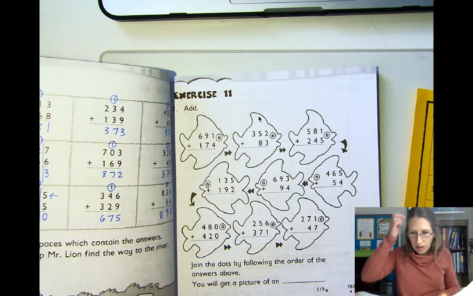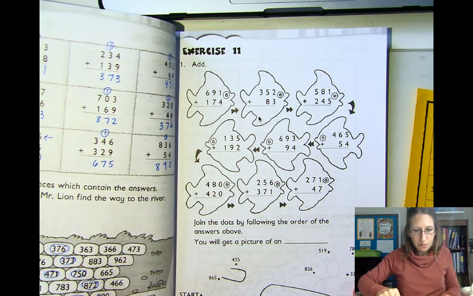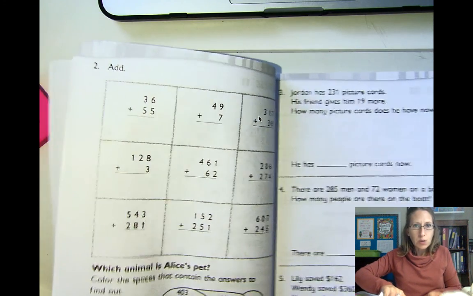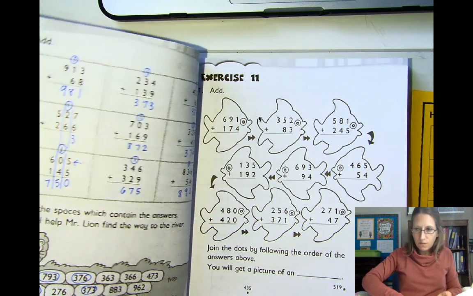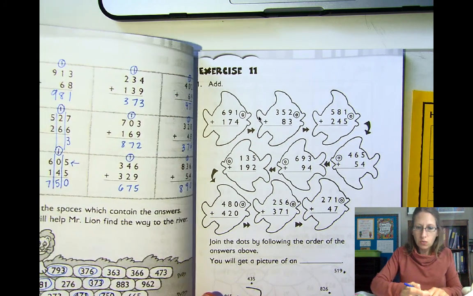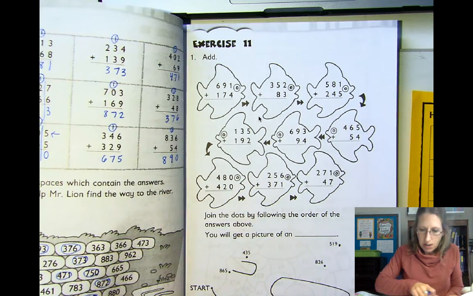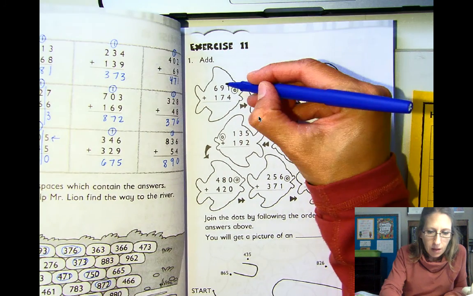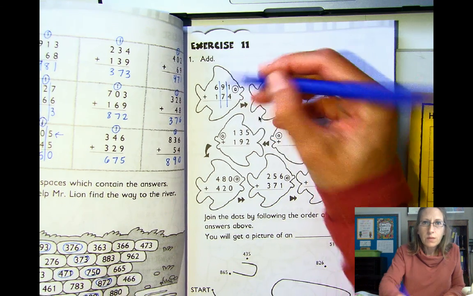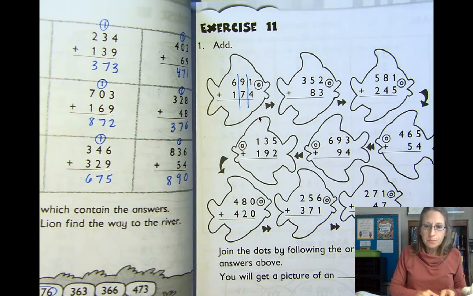Here we go. On page 49, looks like this. We have some fish. And then page 50 looks like this. So you're going to do pages 49 and 50 for today. Why don't we go ahead and do the first one together. If you were on page 49, I would recommend drawing your lines to separate your hundreds from your tens and your ones. And then we're always going to start in the ones place.